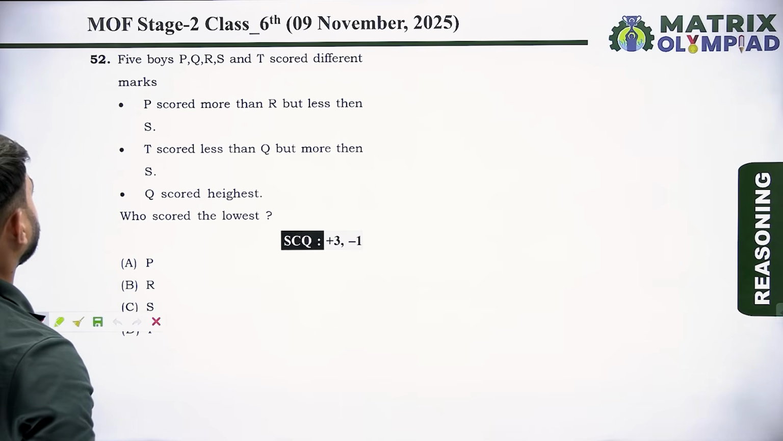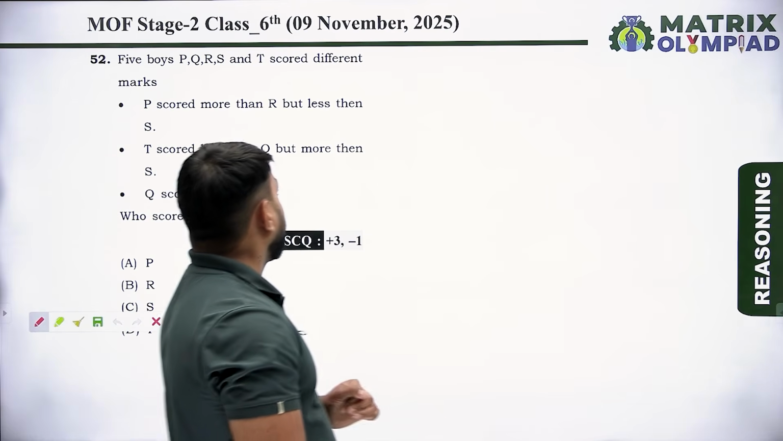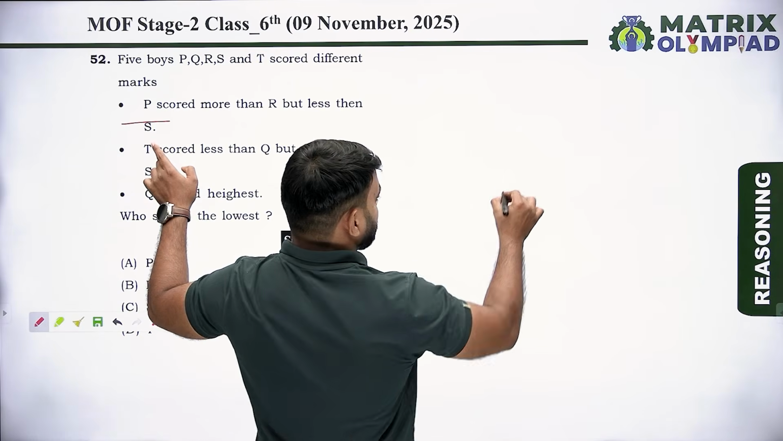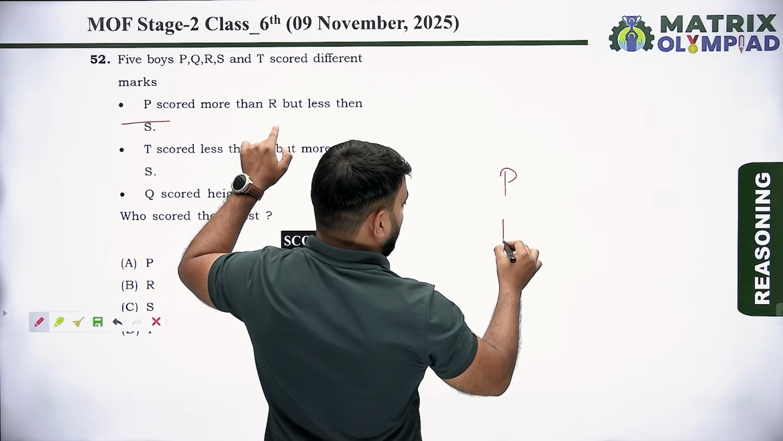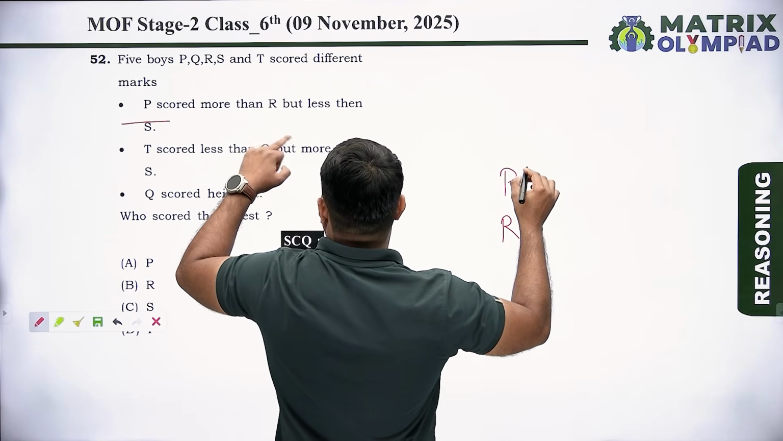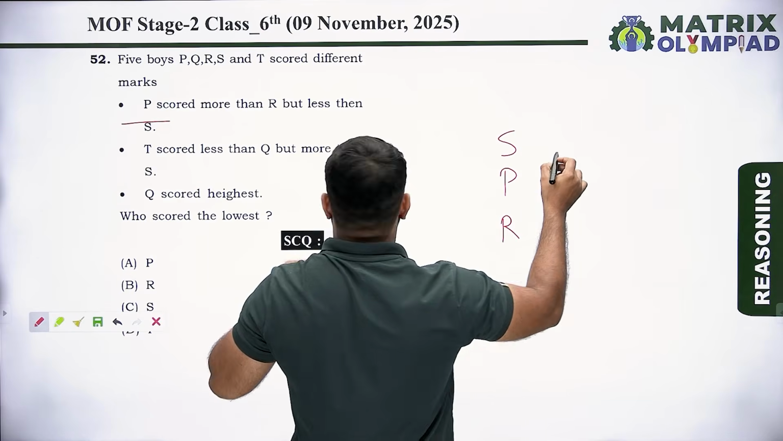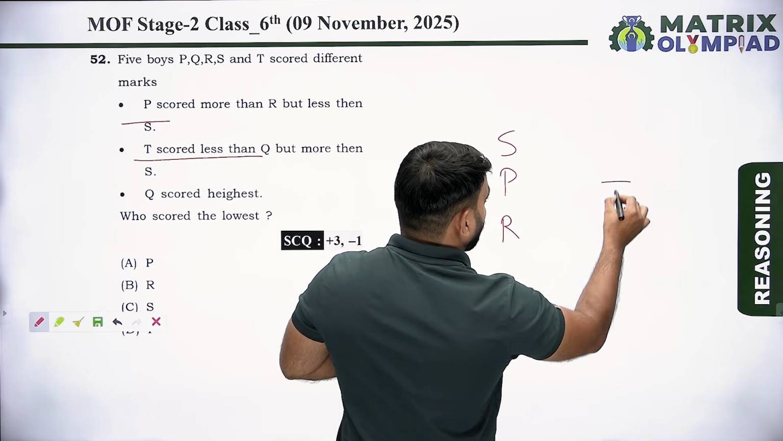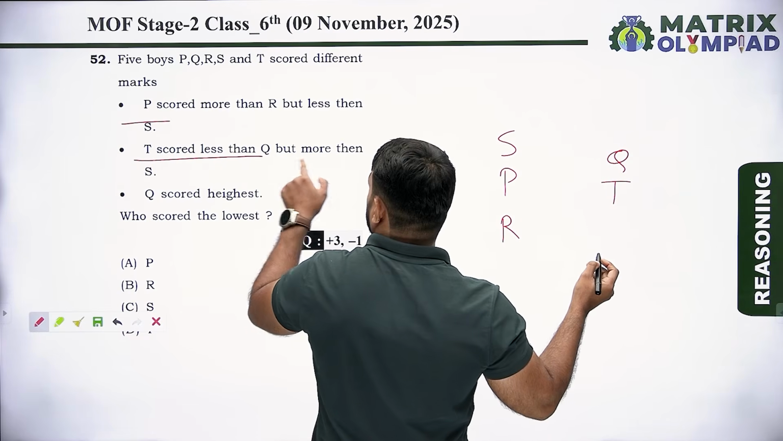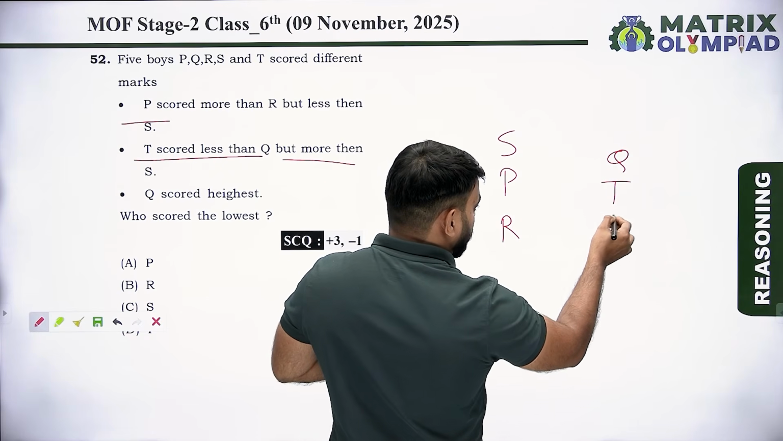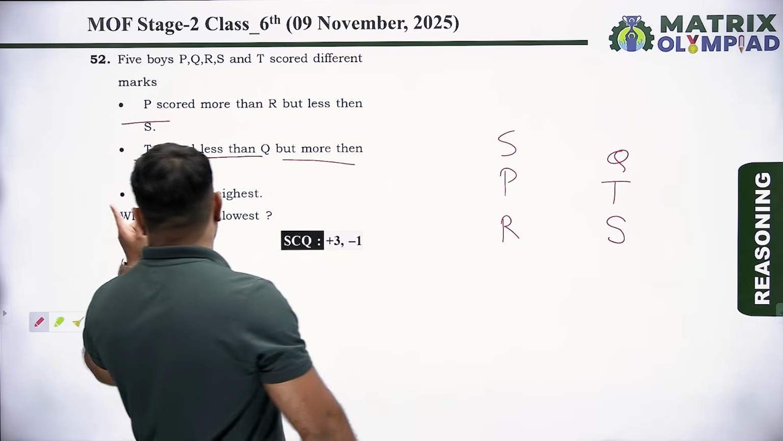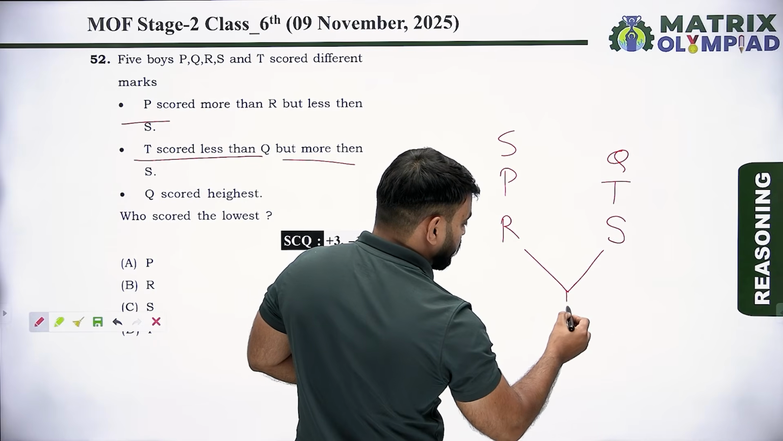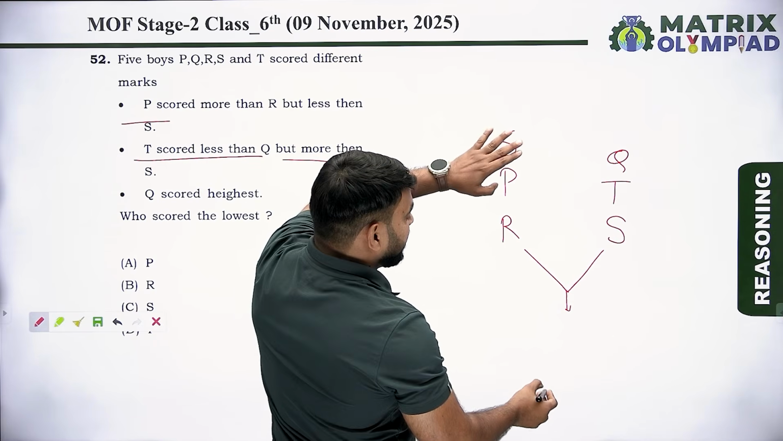So now next question is question number 52. 5 boys P, Q, R, S and T scored different marks. P scored more than R but P scored less than S. Now second information: T scored less than Q but more than S, and Q scored highest. Now combine these two pieces of information, then we get a sequence.